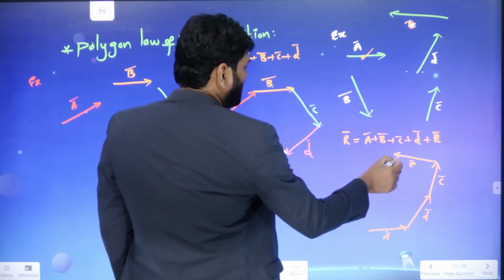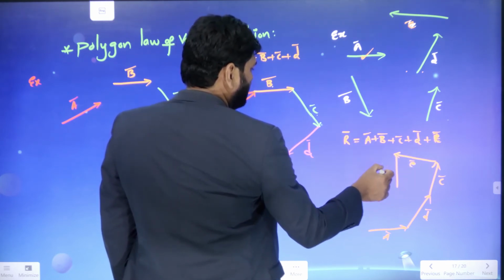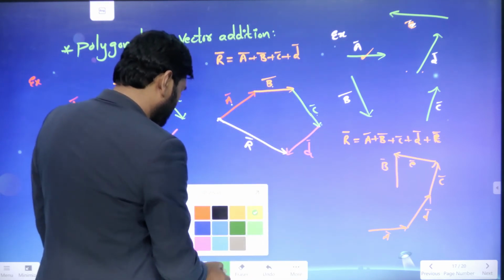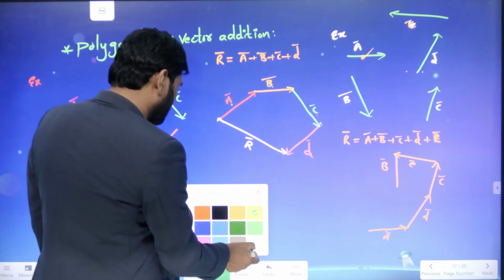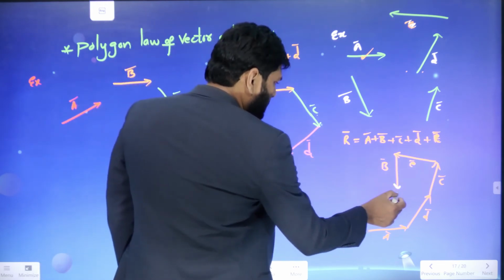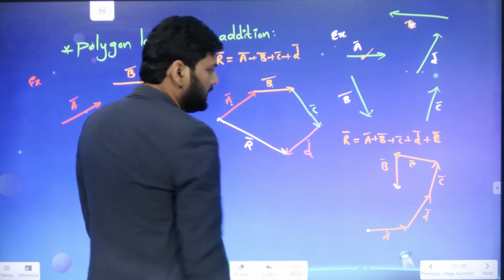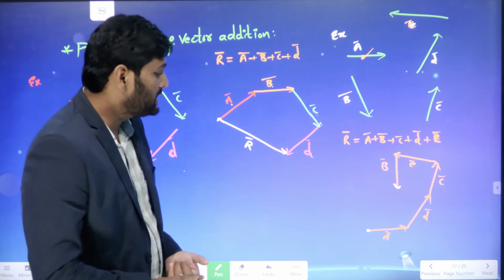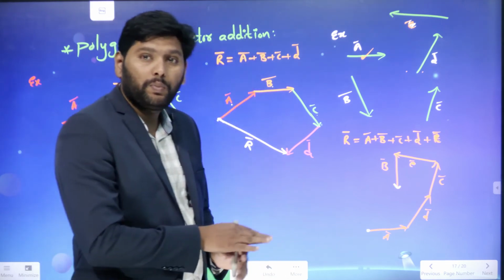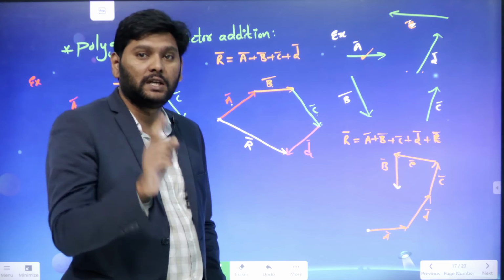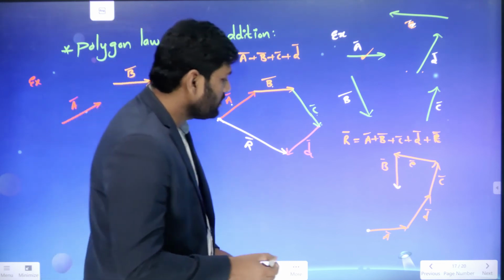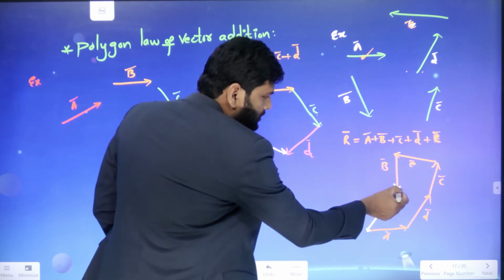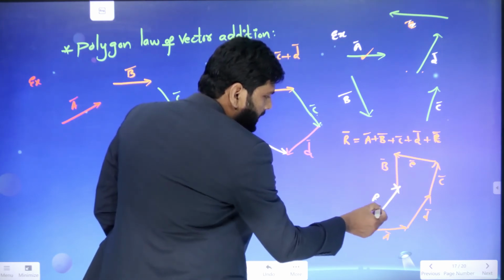And finally the B vector acting this way. Now this is your final point and this is your initial point. Who will show the resultant one? The closed path, the closed line will give the resultant of the polygon. Here the closed line is nothing but the first vector to the last vector. So this is your closed one, this is your R1.